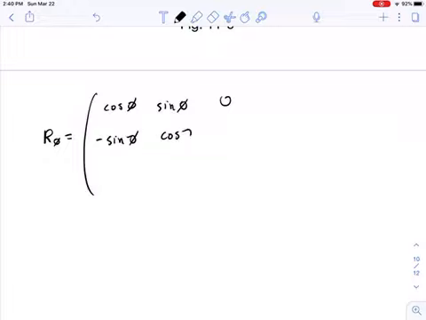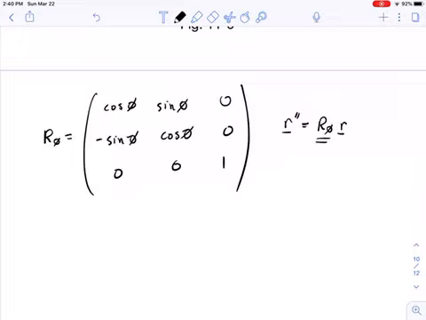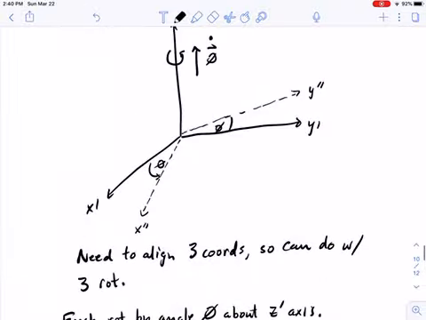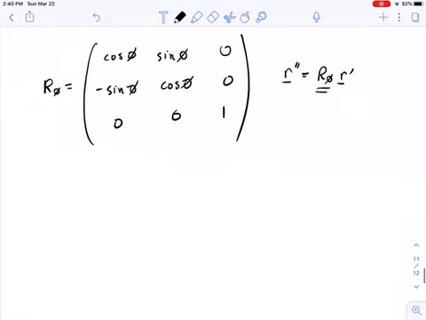So in terms of our rotation matrices that we developed, we could say a rotation by phi about a z-axis is cos phi, sine phi, 0; minus sine phi, cos phi, 0; 0, 0, 1. And what we would say is that our double prime column vector, which would be x double prime, y double prime, z double prime, is equal to our rotation matrix times the original coordinate system, which was a primed system. Okay, so good. All right.